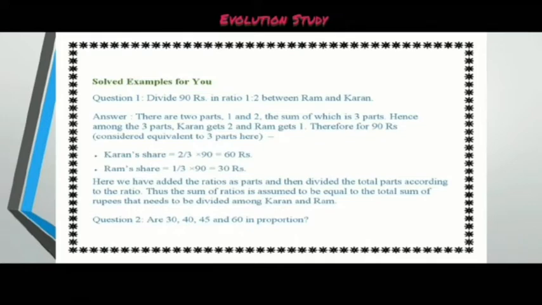Here we have added the ratios as parts and then divided the total parts according to the ratio. Thus, the sum of the ratios is assumed to be equal to the total sum of rupees that need to be divided among Karan and Ram. I hope question number 1 and its solution is clear to you all. Now let's move on to another question.